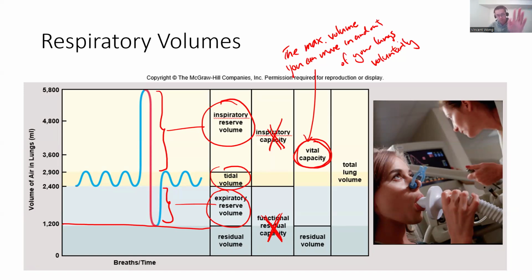Does anybody have any question about the terms, the four terms? So basically, vital capacity equals IRV, inspiratory reserve volume, plus tidal volume, plus expiratory reserve volume. Questions?